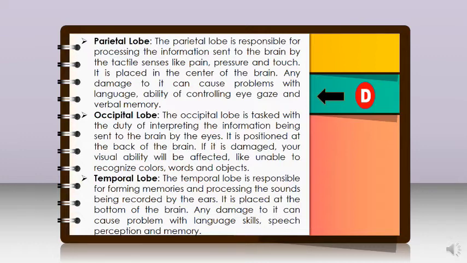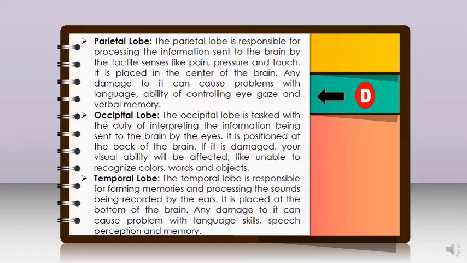The next is the occipital lobe. The occipital lobe is tasked with interpreting the information being sent to the brain by the eyes. So yung nakikita natin. It is positioned at the back of the brain. If it is damaged, your visual ability will be affected, like being unable to recognize colors, words, and objects.